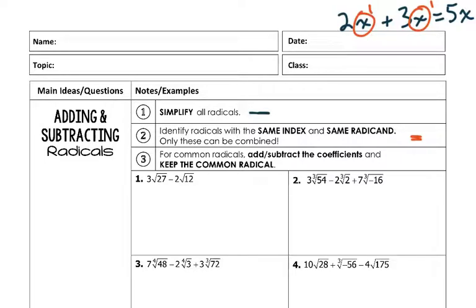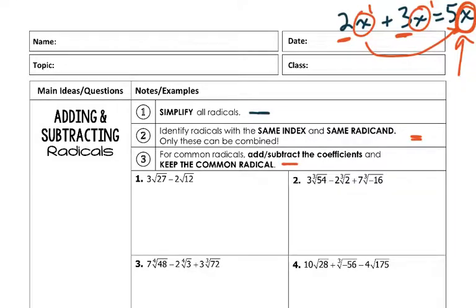Notice up at the top, we keep that x there. We add the coefficients and keep the x, just one x. We combine those, and that stays the same. This is exactly what we're doing here, except what we're looking at is the radical. So let's go ahead and start.